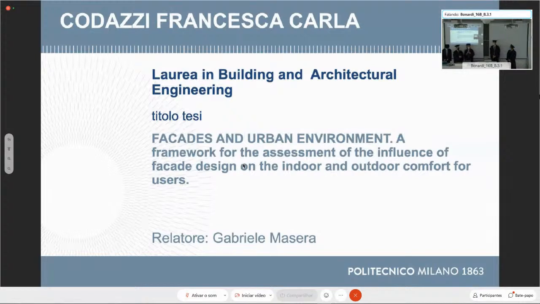Francesca Carla Codazzi. Facades and Urban Environment. A framework for the assessment of the influence of facade design on the indoor and outdoor comfort for users. 110 e lode.